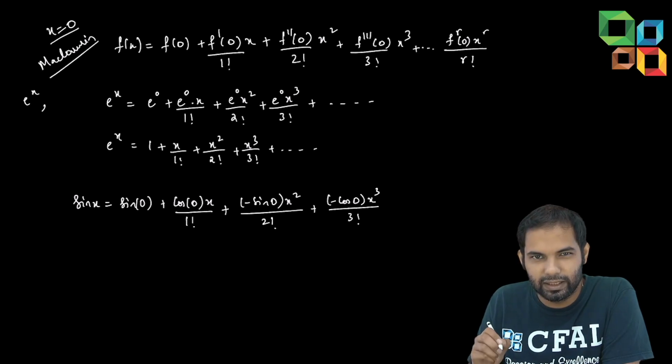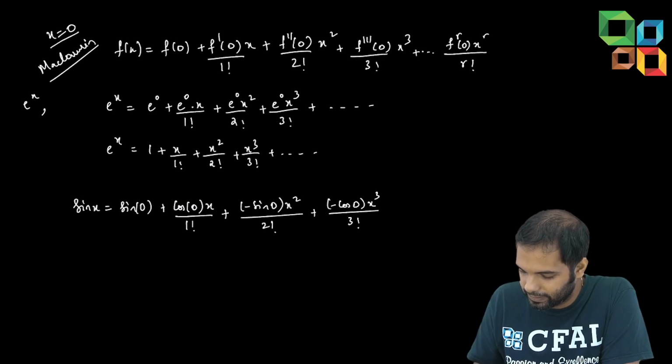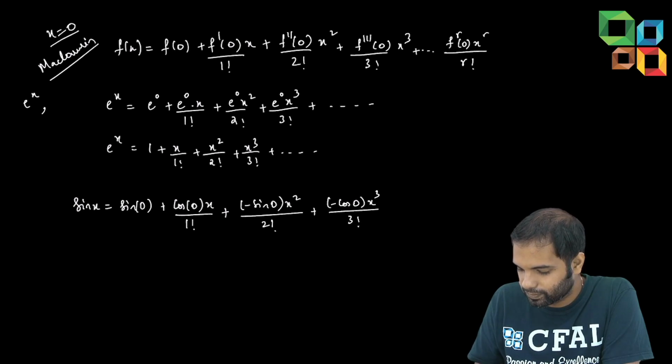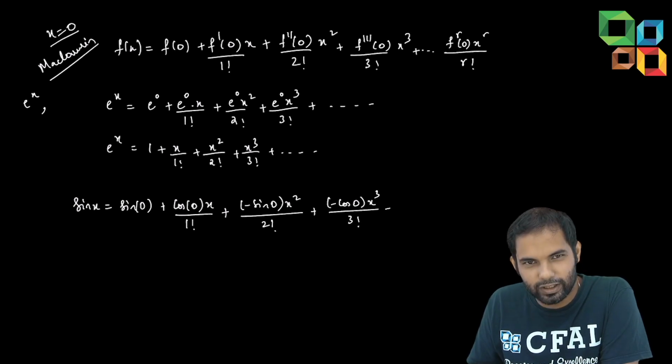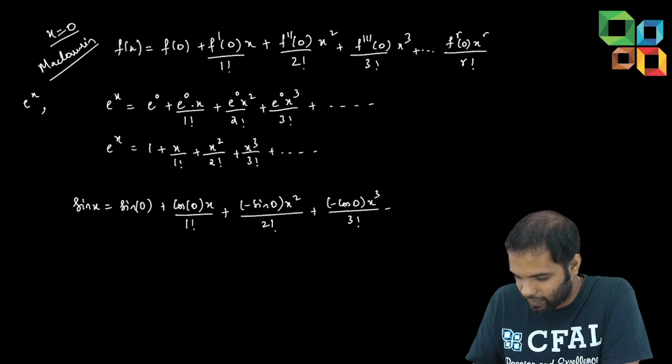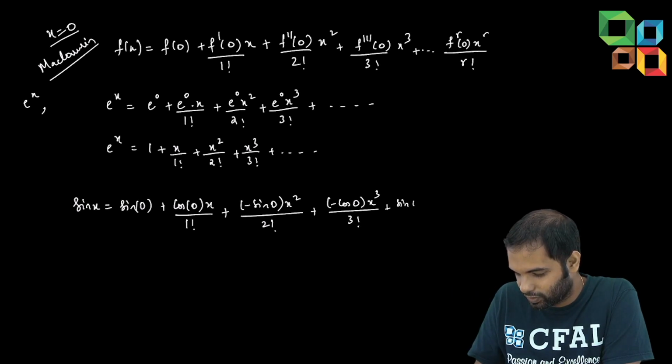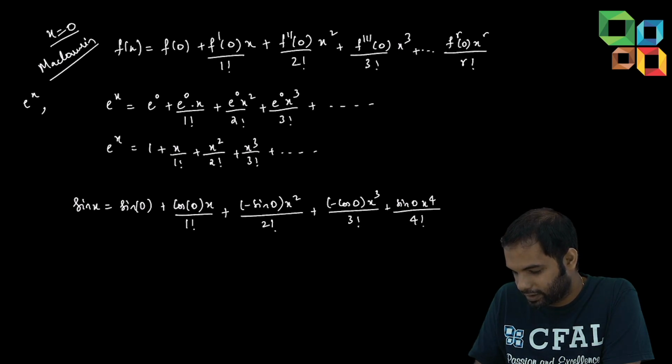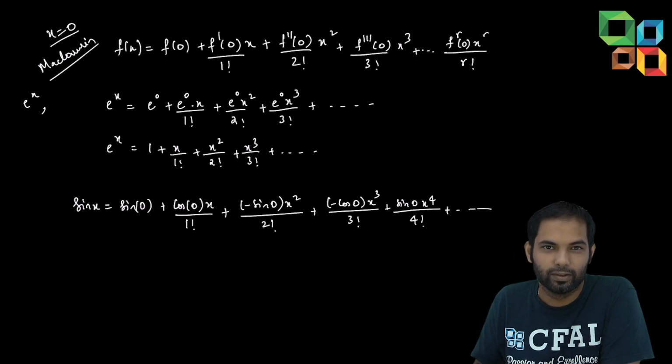I don't think you need the next term, right? But you can always try to guess what it is. Minus cos x will go back to sine x. So after that, we'll get sine 0 into x power 4 by 4 factorial. And so on. The pattern continues.